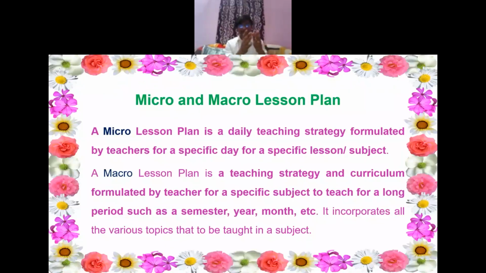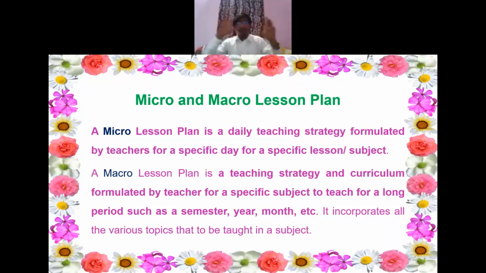See here, as I was repeatedly saying about two concepts, micro and macro lesson plan. Micro lesson plan is a daily teaching strategy formulated by teachers for a specific day for a specific lesson or subject. And macro, the word meaning is that micro means small, macro means big. Suppose we are making a term wise lesson plan.